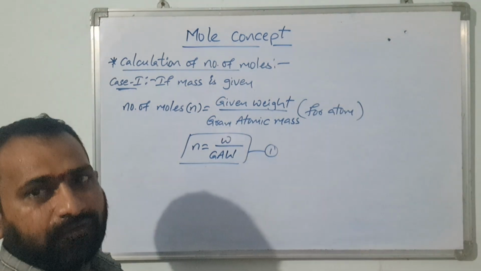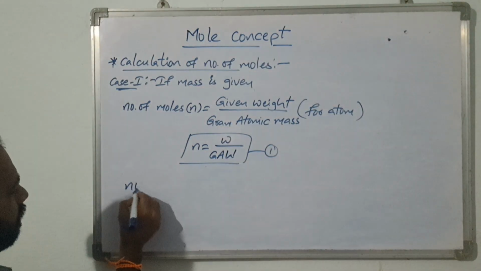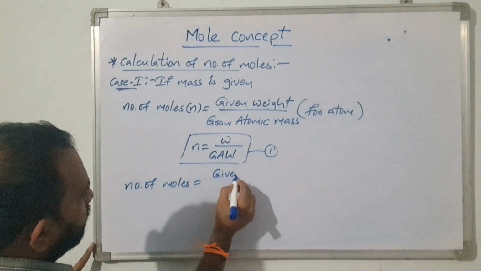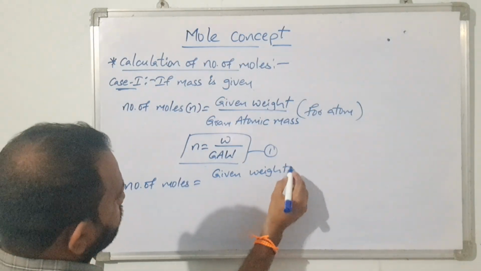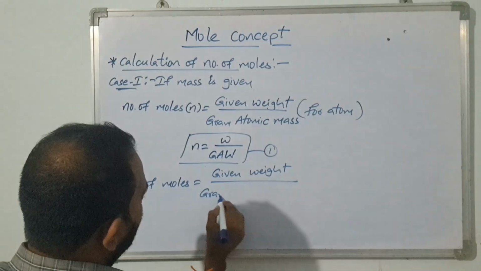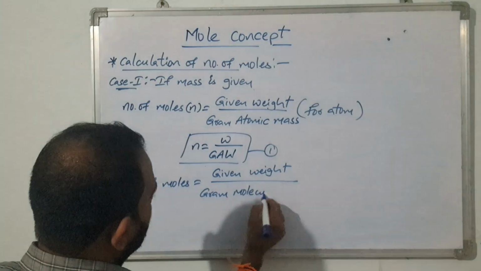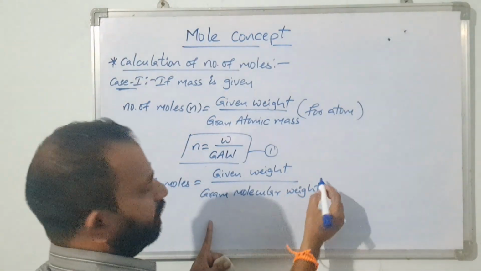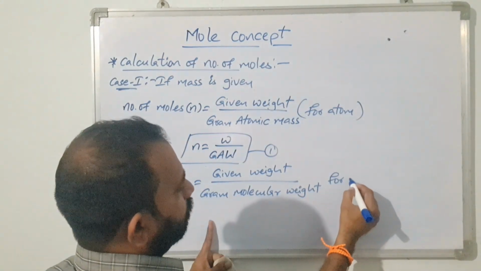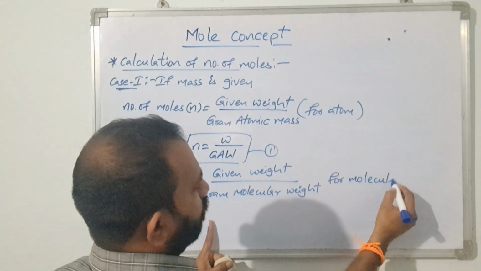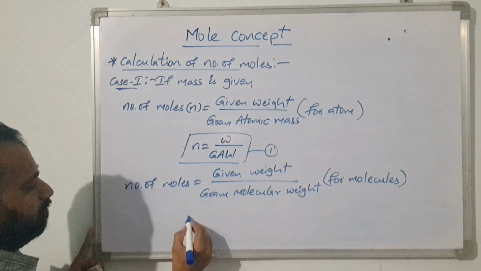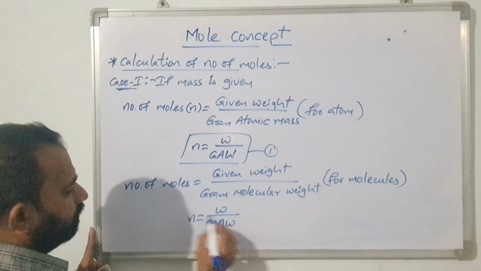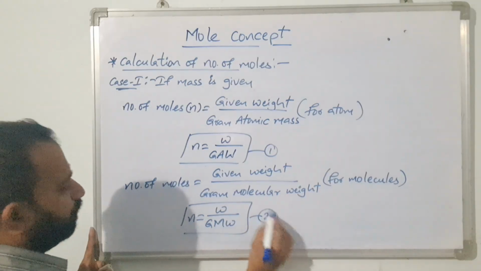Second formula: if molecules are given, in that case the number of moles is equal to given weight divided by gram molecular weight. This formula is used to calculate the number of moles of molecules. So simply n is equal to given weight W by gram molecular weight. So these two are the formulas.